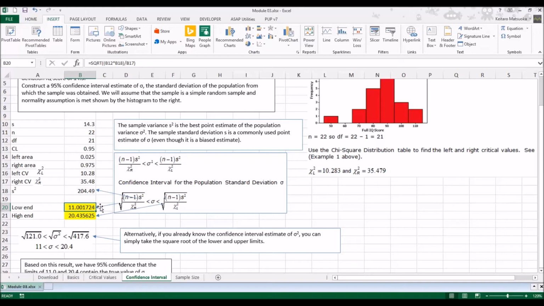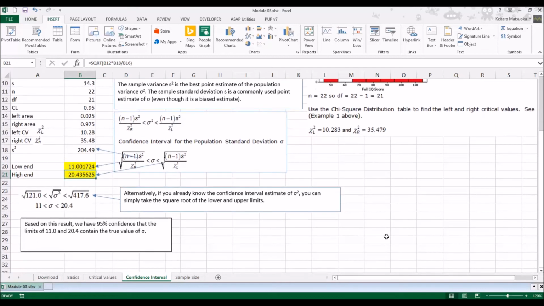The lower end is about 11. The upper end is about 20.4356. And these two replicate the formulas here. As you can see, there's a square root, because we're taking the square root of the variance. So instead of calculating, if you already have the confidence interval estimated as sigma squared, like if you're given 121 or 417.6, then you don't have to go through all this trouble. Just take the square root of each number, and you get the range of 11 to 20.4.